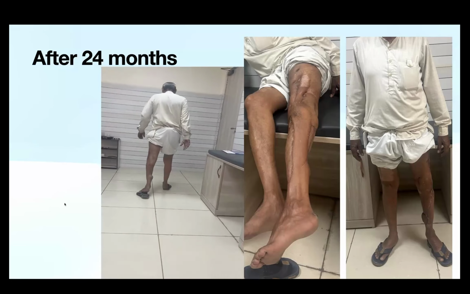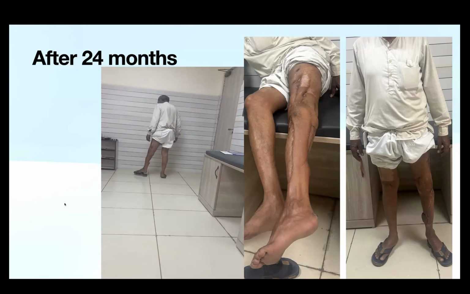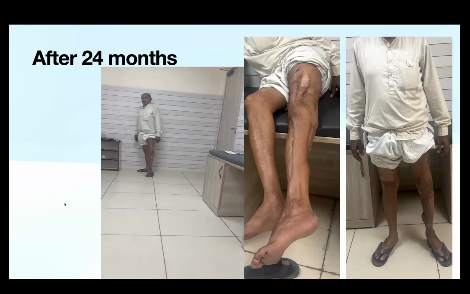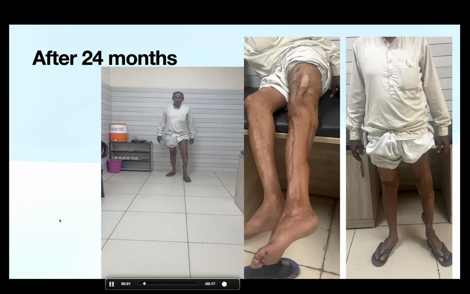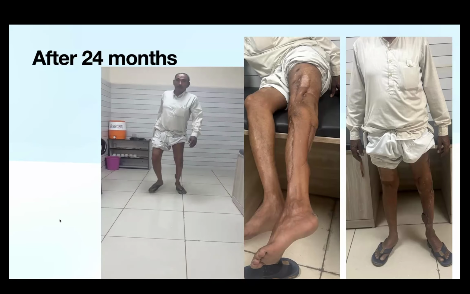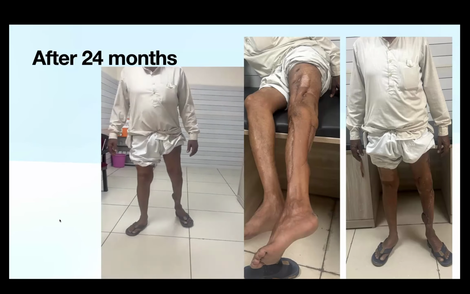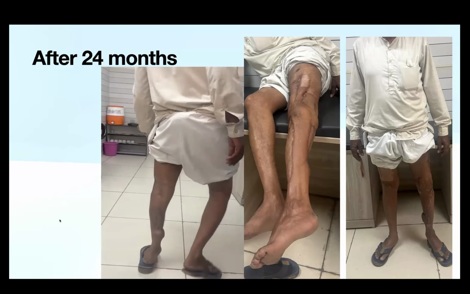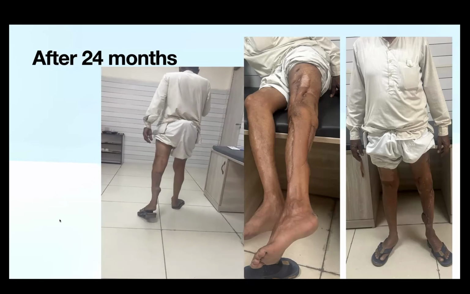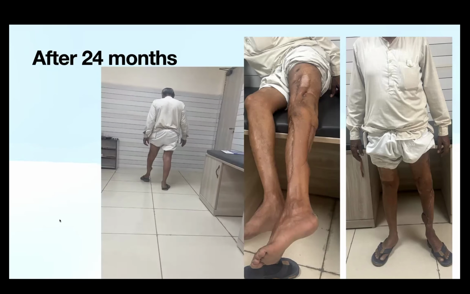How do you differentiate between foot drop and equinus? Sir, if we can passively correct the ankle dorsiflexion, then it is foot drop, or if we cannot, then it is equinus. Yeah.